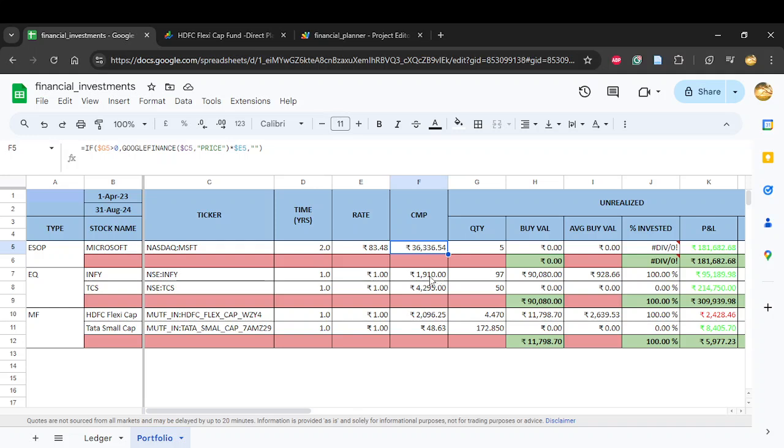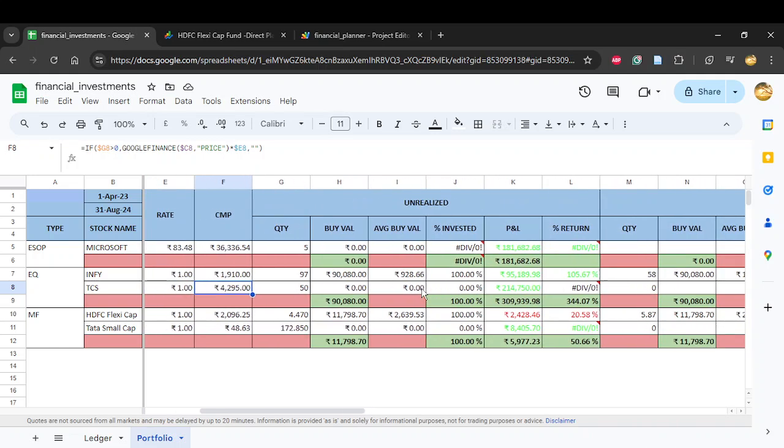Similarly, the current market prices for the remaining stocks and the mutual funds are also queried. So you can all copy this formula. If you're watching this video, you can just write this formula in your spreadsheet, and it will print out the current market price of each of the stocks that you have in your portfolio in this fashion.